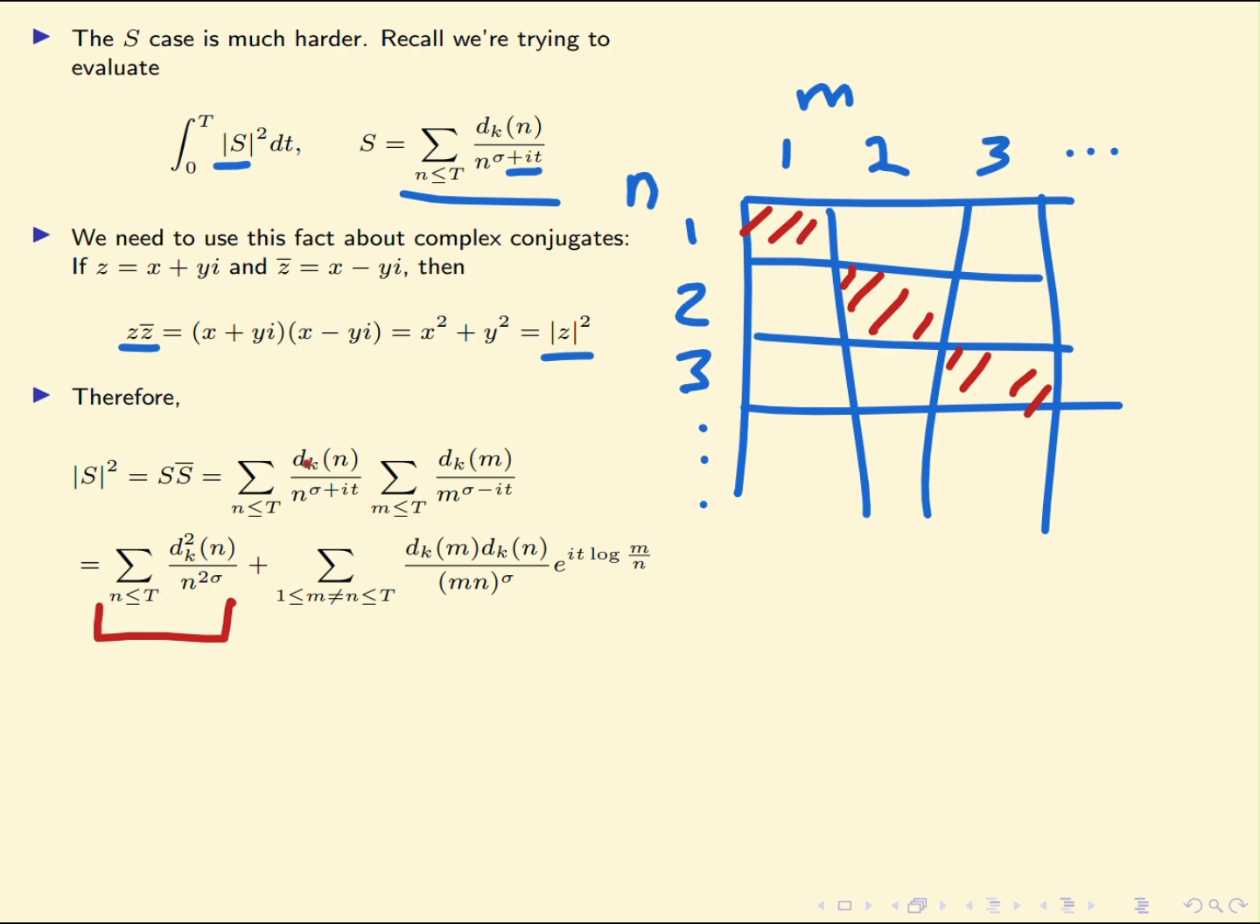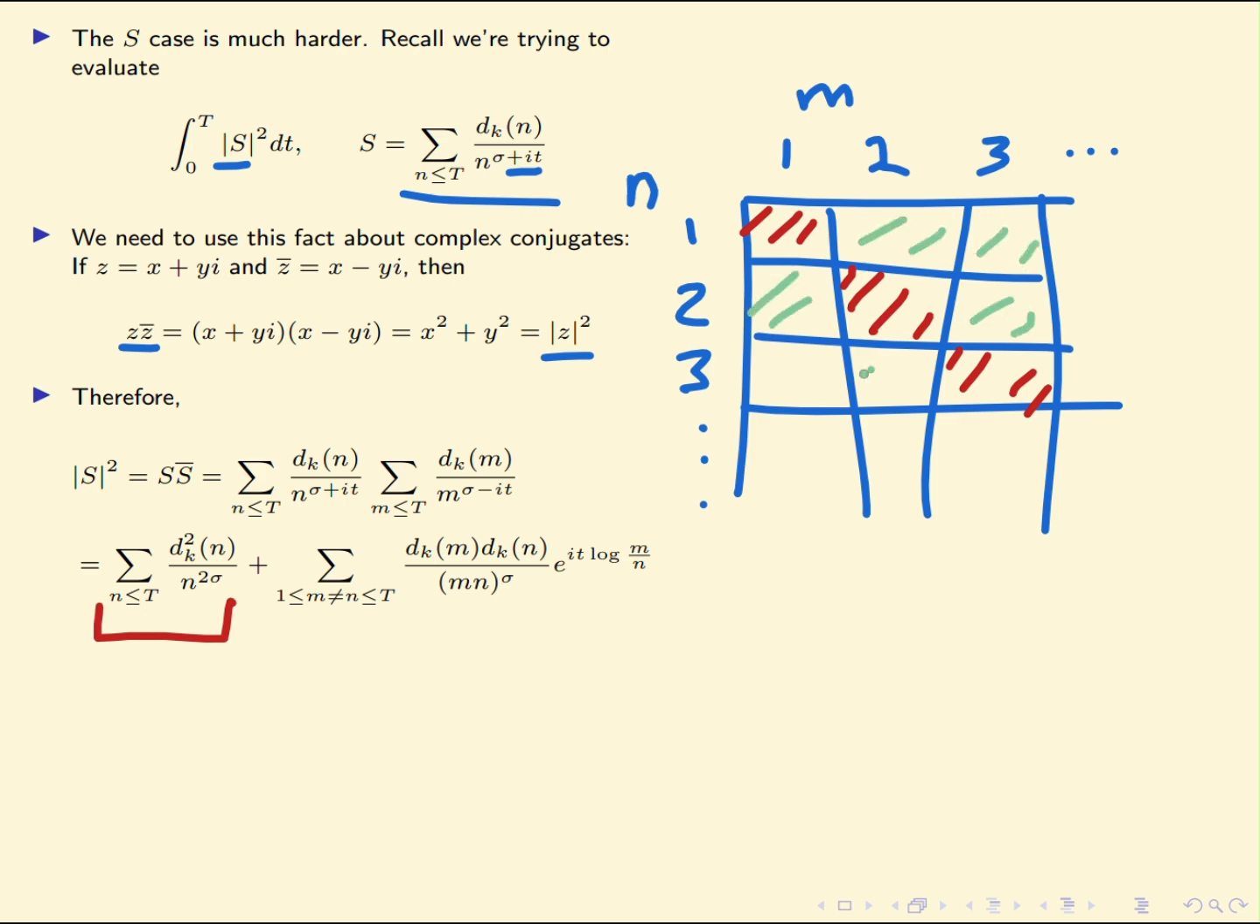And if we just take this product and set n and m equal to the same, then the numerator is going to be d sub k of n times d sub k of n, so that's d sub k squared of n. And then the denominator becomes n to the sigma plus it times n to the sigma minus it. And the two sigmas add together to get 2 sigma. And then the it and the minus it add together to 0, so there's no t here.